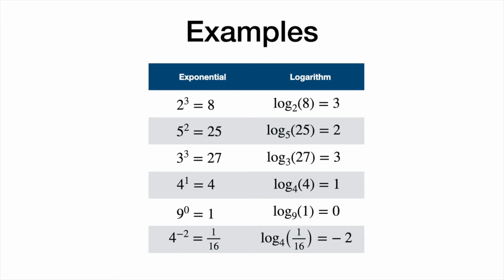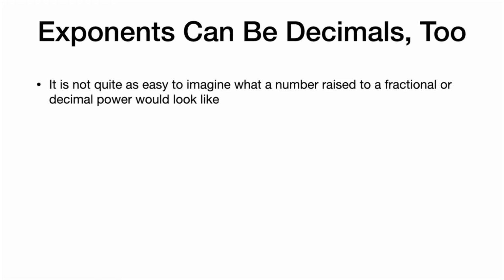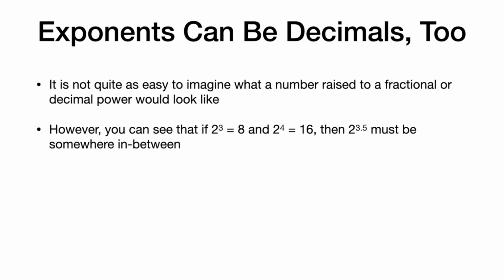Okay, so that's kind of the relationship between exponents and logarithms. Now, one thing to keep in mind, even though we've been doing this with whole numbers, exponents can be decimals too. So it's not quite as easy to imagine what a number raised to a fractional or decimal power would look like. However, we can see that if 2 to the third is 8, because 2 times 2 times 2 is 8, and 2 to the fourth is 16, because 2 times 2 times 2 times 2 is 16, then 2 to the 3.5 power must be somewhere in between there.